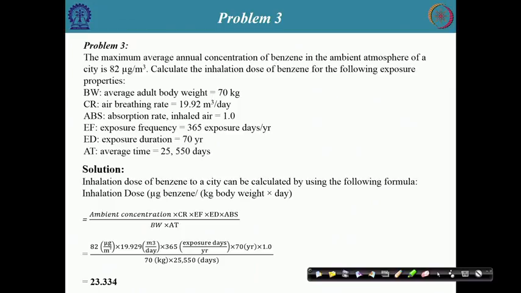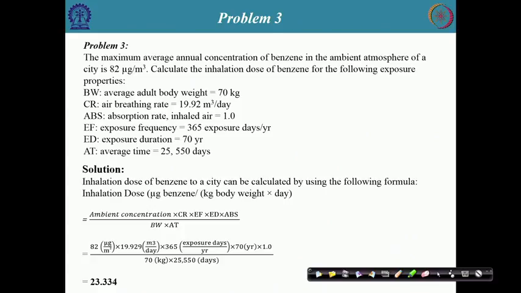These are the properties: average body weight is 70 kg, and air breathing rate is 19.92 cubic meter per day, and the ABS, that is absorption rate of inhaled air, is 1.0, and EF, that is exposure frequency, is 365 exposure days per year, and ED is exposure duration, that is 70 year, and AT is average time, that is 25,500 days.